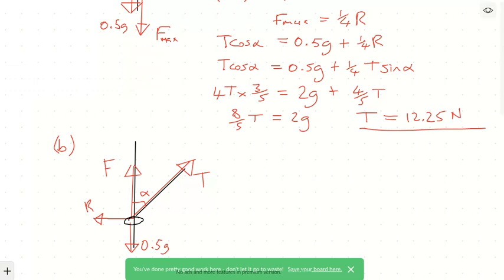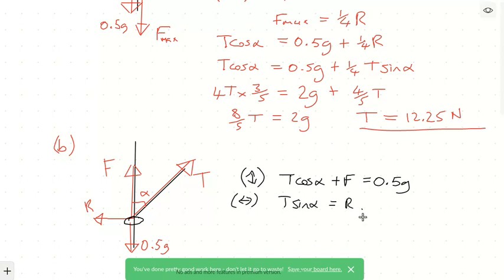That's the situation we're dealing with here. It's going to be a very similar kind of setup. For the up and downs, you're going to have t cos alpha plus f equals 0.5 g. But for the left and rights, you're going to have t sine alpha equals r. And so we can find f there, we can find r there. Let's do that.